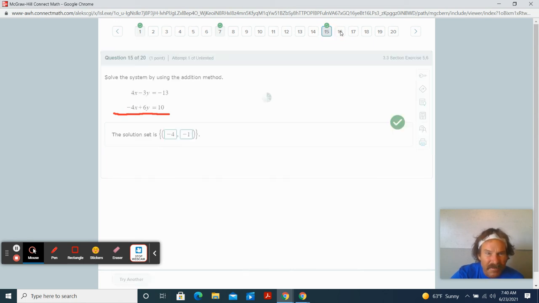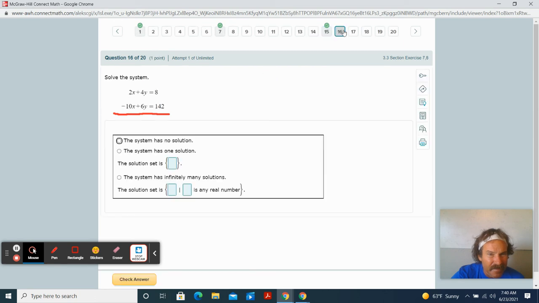In this problem, the 2x and the -10x aren't going to cancel. The 4 and the y aren't going to cancel. The 8 and the 142. Well, you don't need the numbers to cancel. You need the variables to cancel.